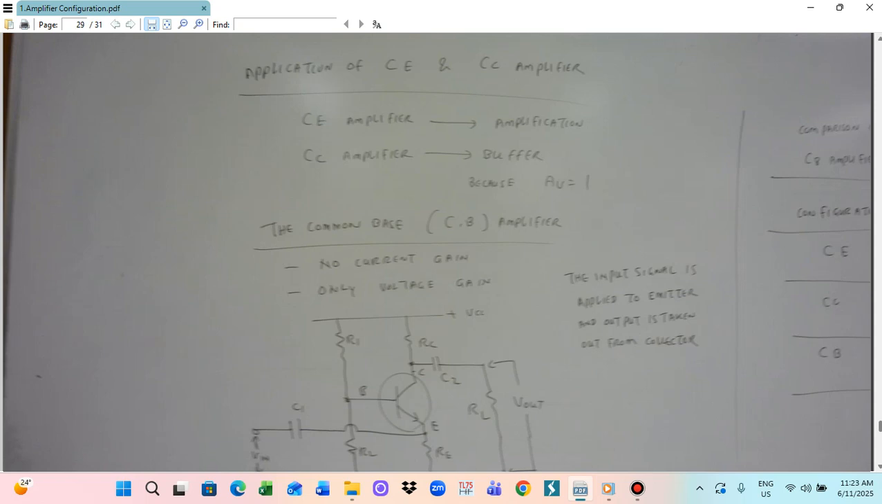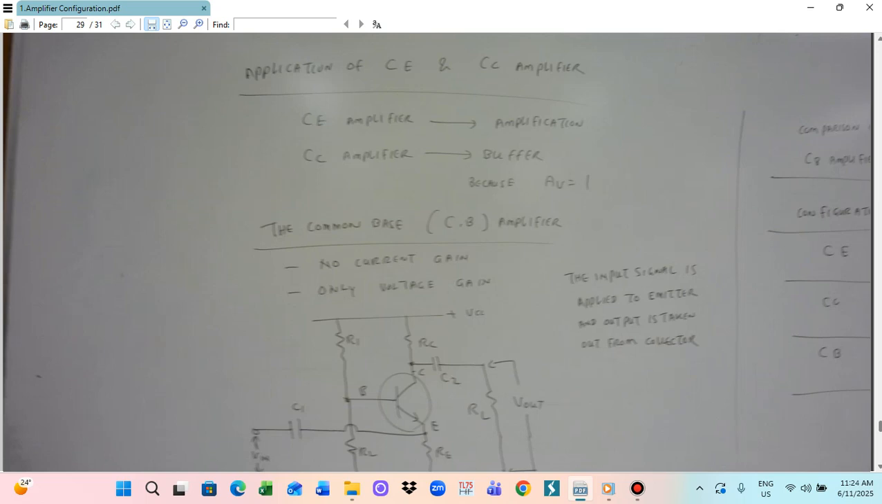Special characteristics, we compare the CE, CC, and CB amplifiers. For the CE, the input resistance is medium, the output resistance is medium, so this is minus RC. Phase shift is 180 degrees. Voltage gain AV is high. Current gain is medium, and power gain is high. A special feature is that we utilize RE as a stabilizer, so we utilize it for the amplification.